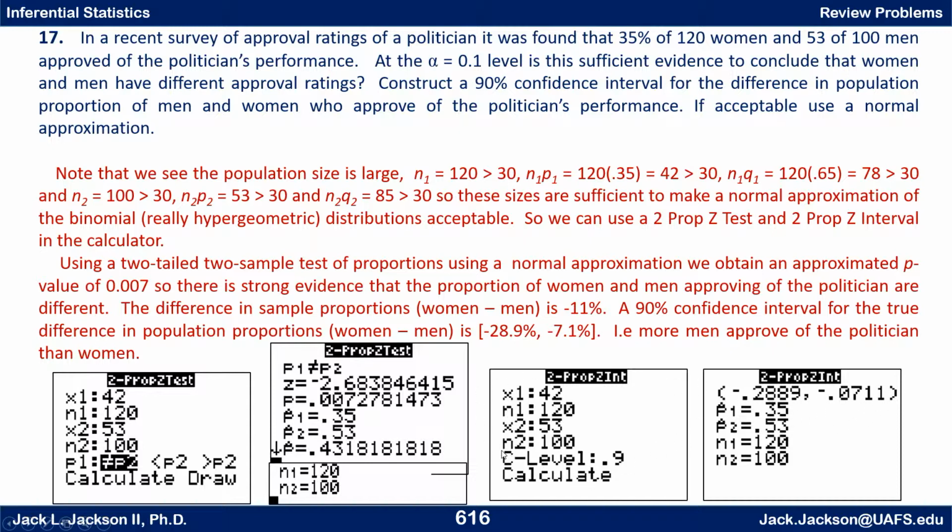The negative indicates that the first one is smaller. So women minus men is, so women are less likely to support the candidate by about 29% to about 7% less than the men. So we're 90% sure the true difference in the proportions is somewhere in there.